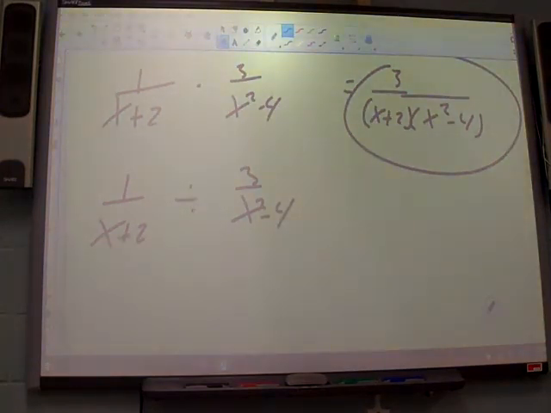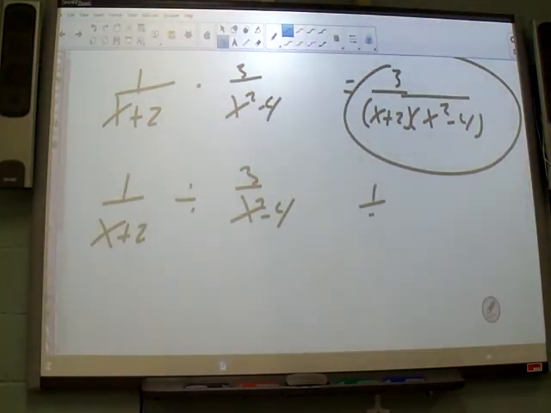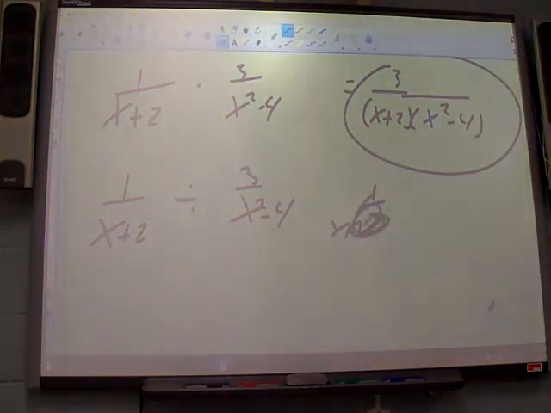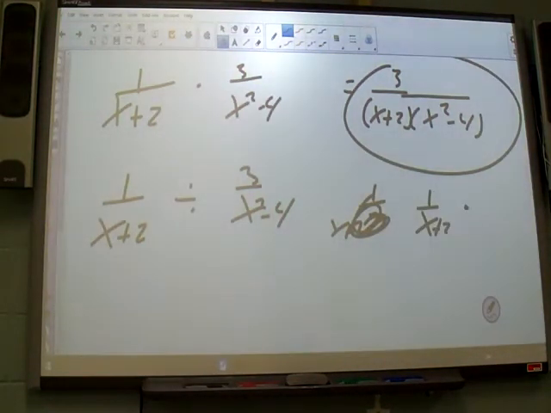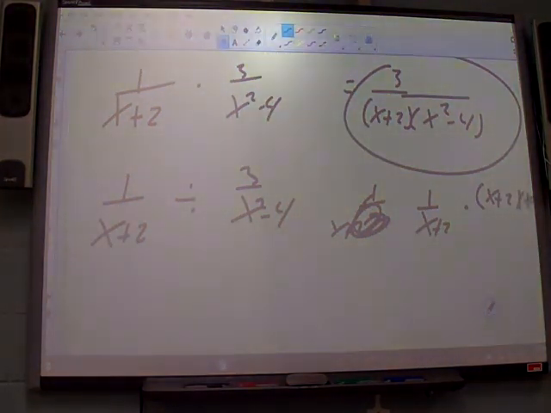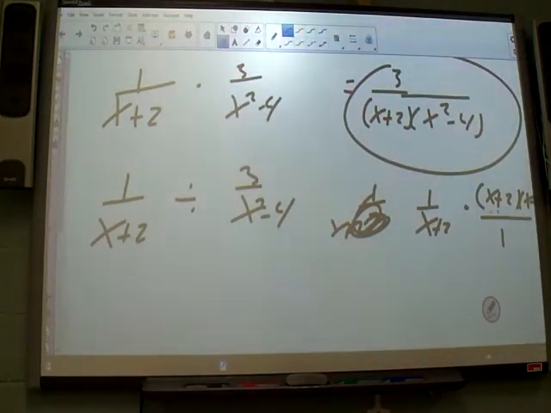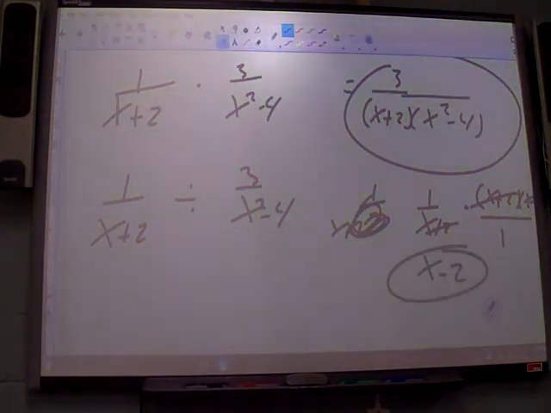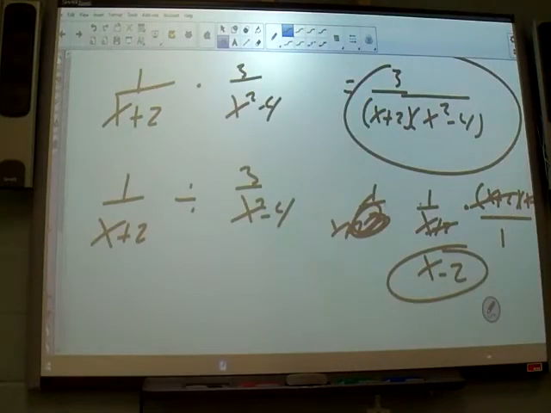So if this were a division problem, times x squared minus 4 is x plus 2, x minus 2. So then you could have ninja'd the x plus 2's, and you'd have just been left with x minus 2. Oh, over 3, yeah, I wrote the problem wrong. Thank you, Laney Jo.